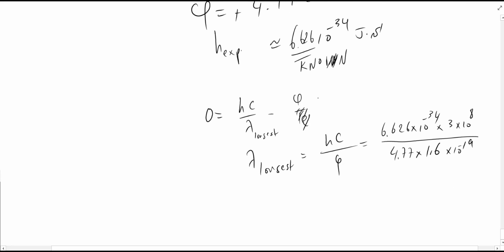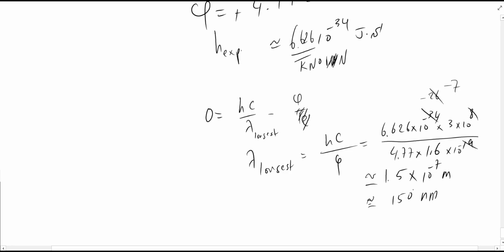Let's just get an order of magnitude for it now. 34 and 8 is 26. 26 and 19 is 7, negative 7. So we are already in the ballpark. So that means 6 times 3. 6 times 6.6 is about 20. 20 divided by 4 times, or 5 times 1.5 is what? 5 times 1.5 is about 12. So we have 20 divided by 12, which is roughly about 1.5 times 10 to the negative 7 meters, or roughly about 150 nanometers.